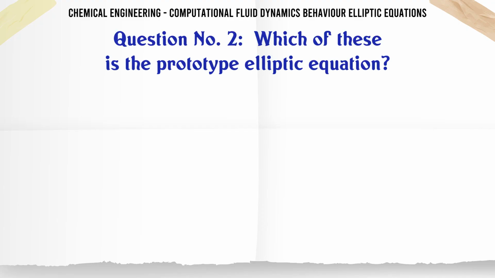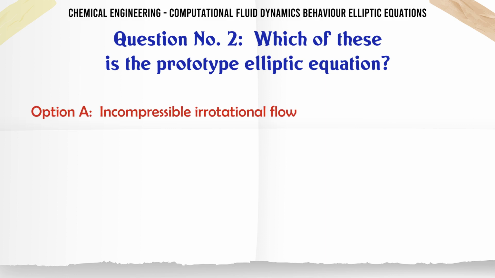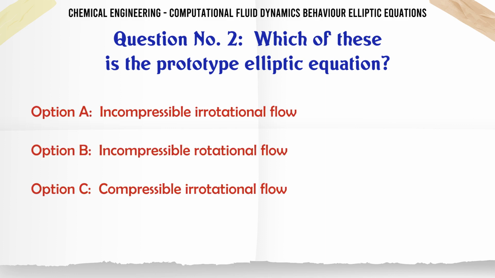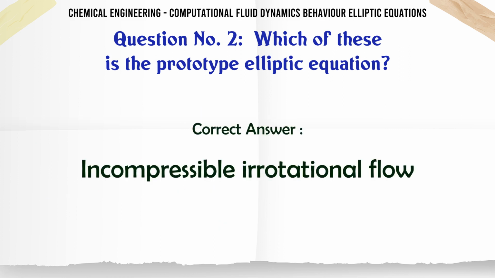Which of these is the prototype elliptic equation? A. Incompressible irrotational flow. B. Incompressible rotational flow. C. Compressible irrotational flow. D. Compressible rotational flow. The correct answer is incompressible irrotational flow.